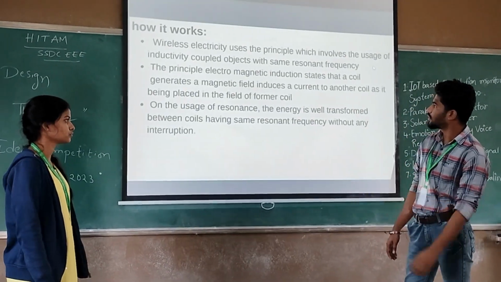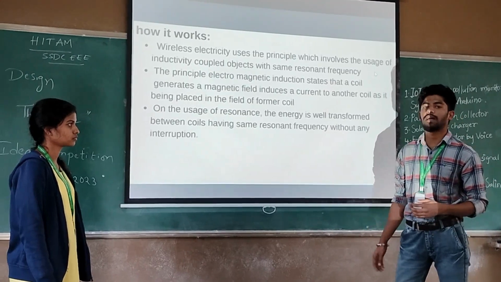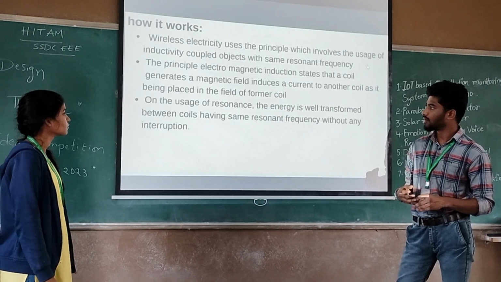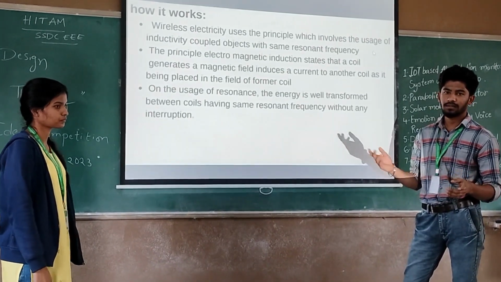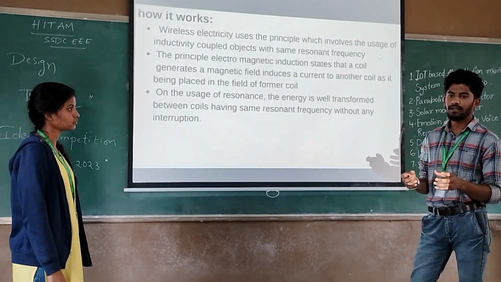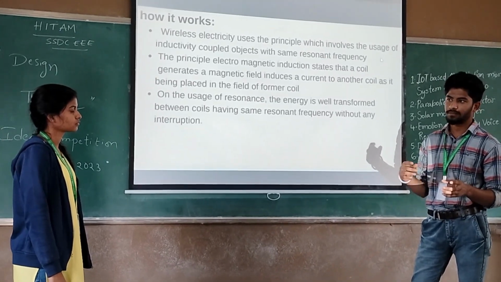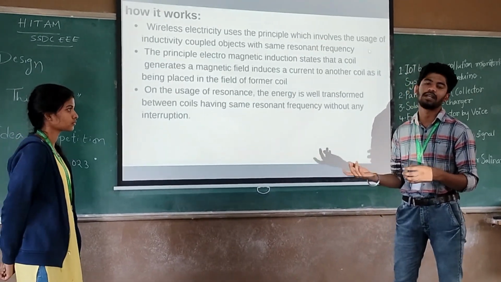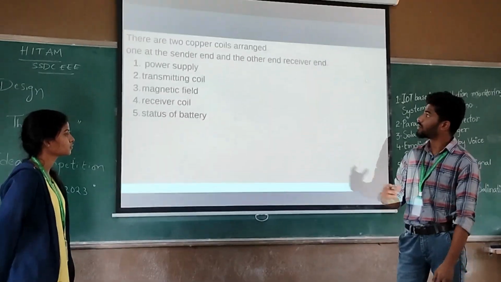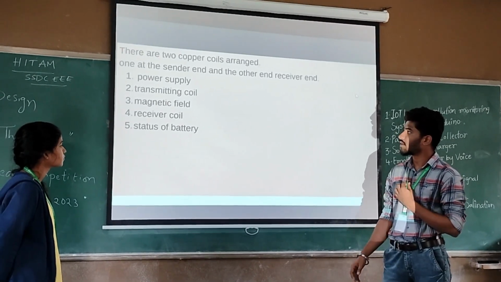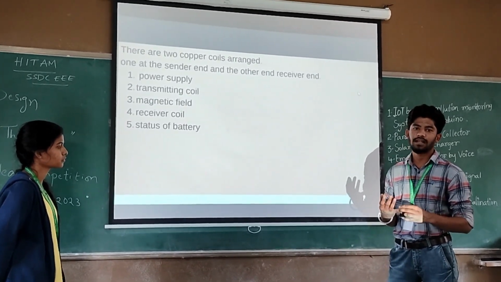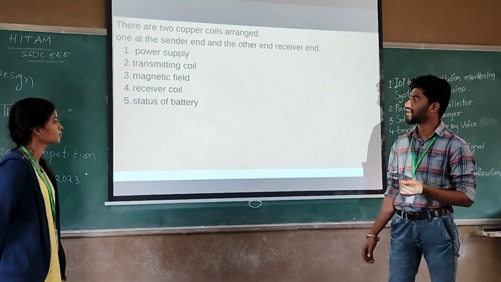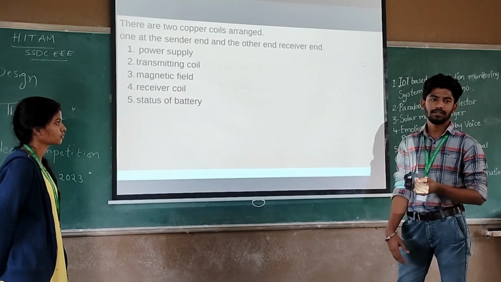This one uses coupled coils, based on the principle of electromagnetic induction. If a coil is placed in a magnetic field, the magnetic energy is converted into electrical energy. Two copper coils are arranged, one as the sender and the other as the receiver. It has a power supply, transmitting coil, magnetic field, receiving coil, and a solar panel.